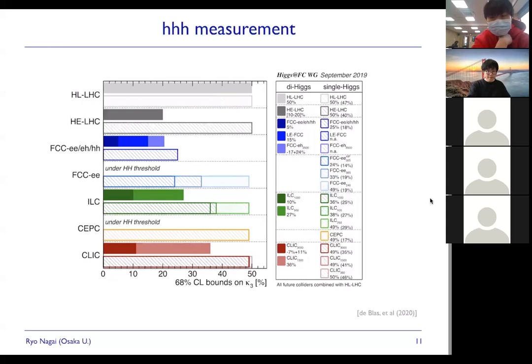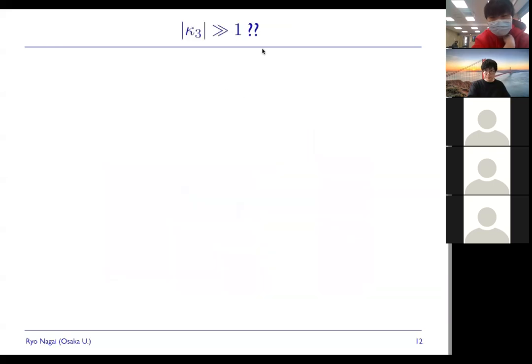Okay, then let us consider what kind of new physics predicts a large kappa 3 deviation. As I mentioned, the two Higgs doublet model is one of the examples, but I would like to explain the essential origin of the large kappa 3 deviation by using a simpler setup.